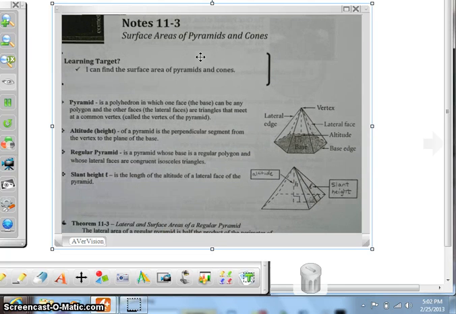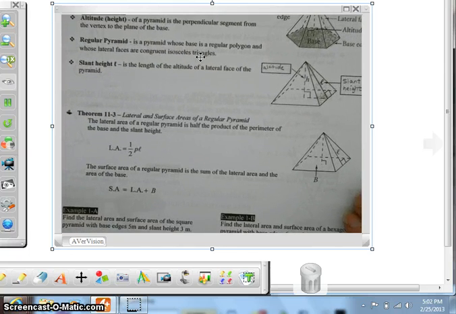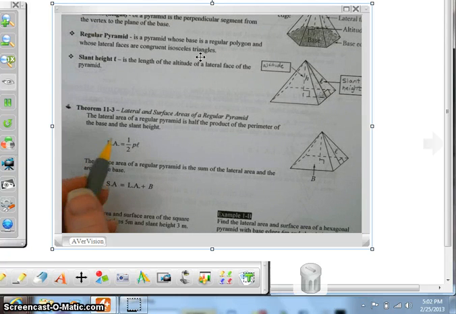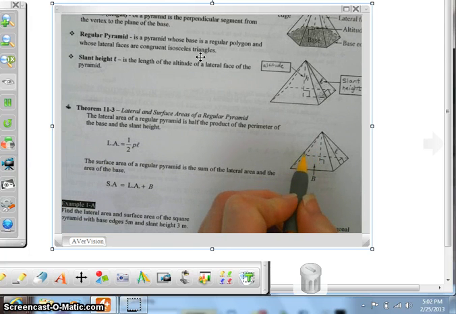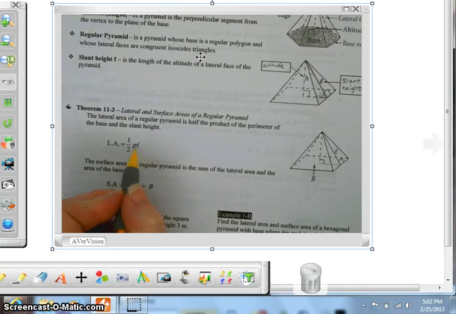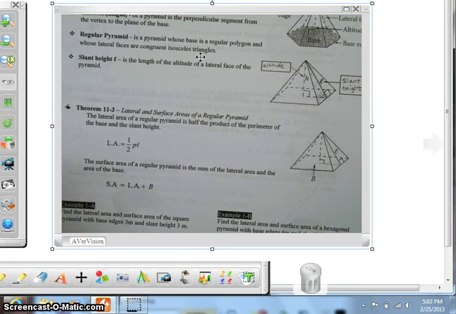Let's take a look now, if you'll scroll on down in the notes. Your lateral area and surface area of a regular pyramid. Your lateral area is the area of all those lateral faces, and you're going to have, in this case, 4 of them. Your lateral area is 1/2 PL: 1/2 of the perimeter of the base, so add the base edges all together, take that times the slant height. So it's 1/2 PL.